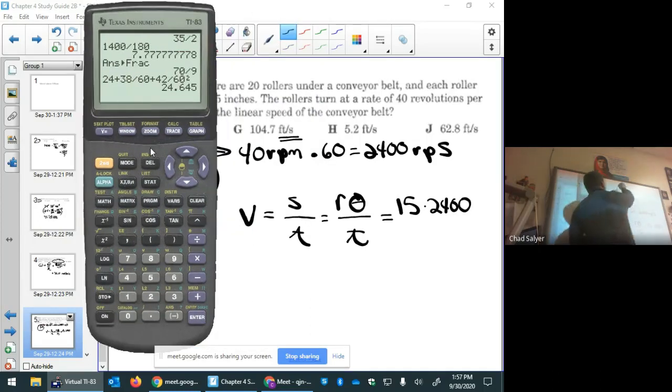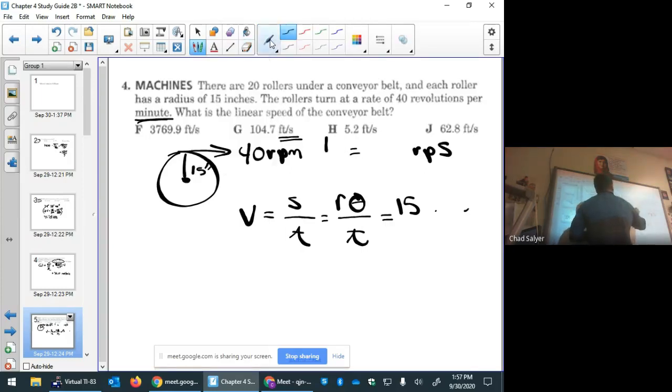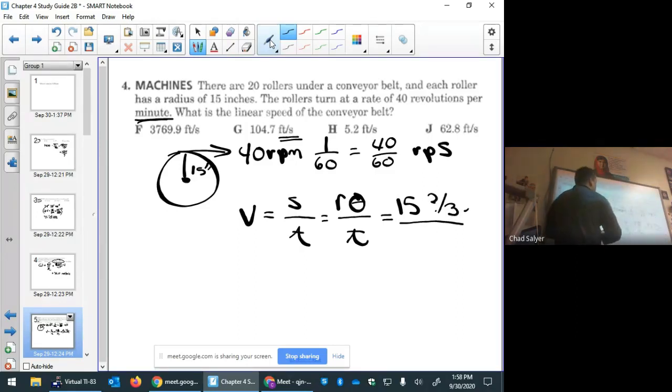I meant to multiply by 1 over 60. I knew something was off there. So it would be 1 over 60, not times 60. Fix that real quick before we get too much further. So 40 over 60, which is going to reduce to 2/3. That makes a lot more sense.